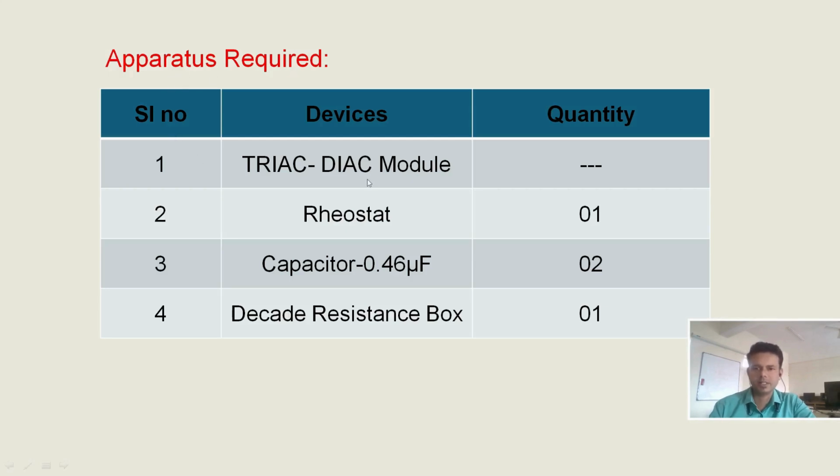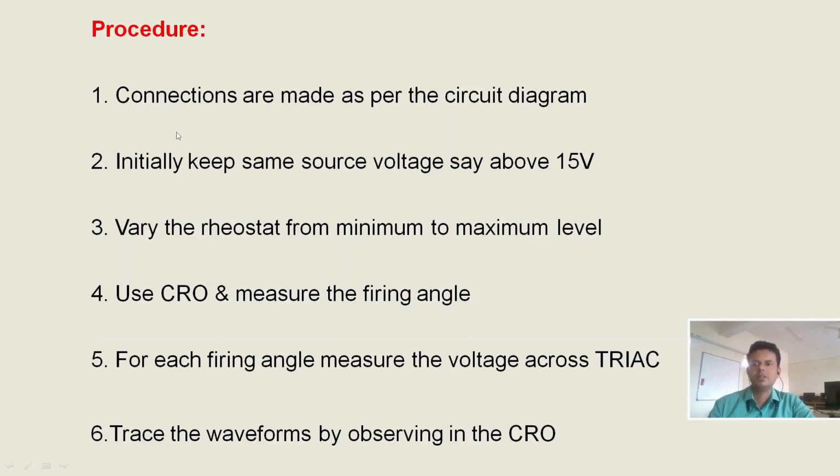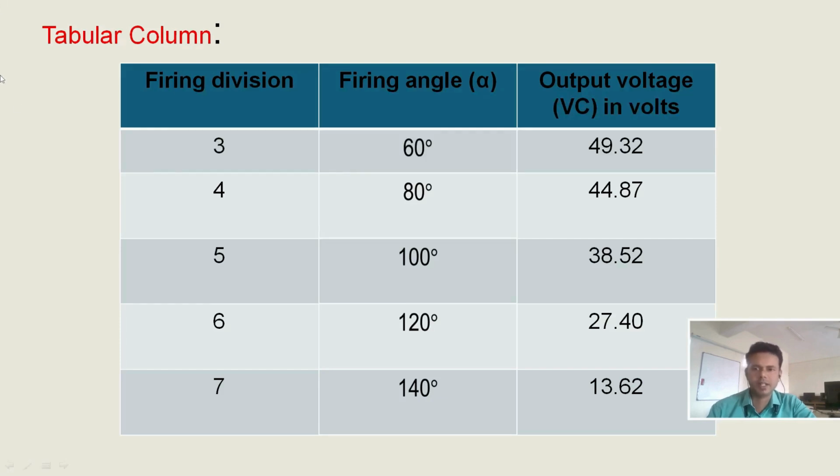So these are the apparatus required: a TRIAC DIAC module, capacitors, and some connecting wires. Procedure: connections are made as per the circuit diagram. Initially keep some source voltage, say above 15 volts, vary the resistor from minimum to maximum value, use the CRO and measure the firing angle. For each firing angle, measure the voltage across the TRIAC and trace the waveforms and observe them in the CRO. So these are the firing divisions.